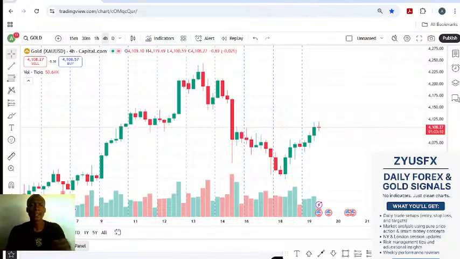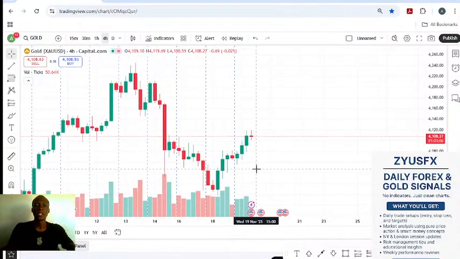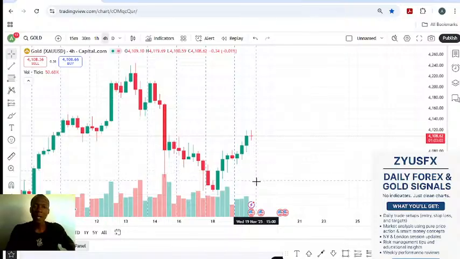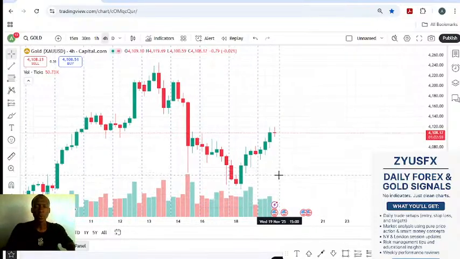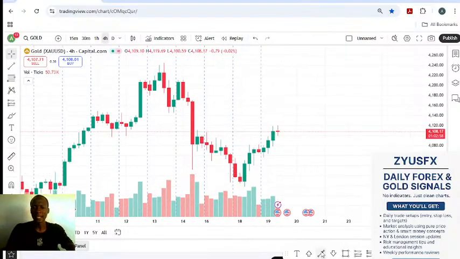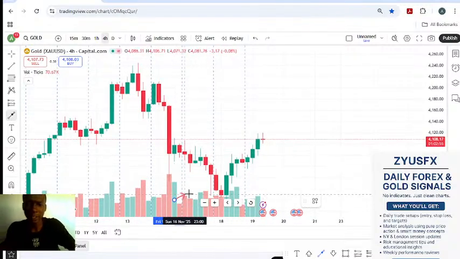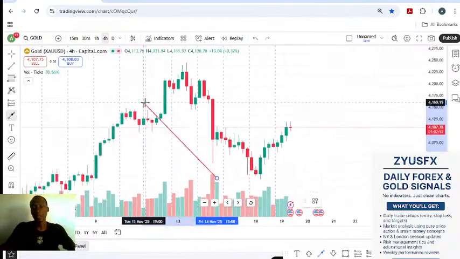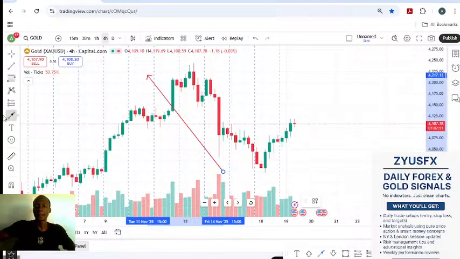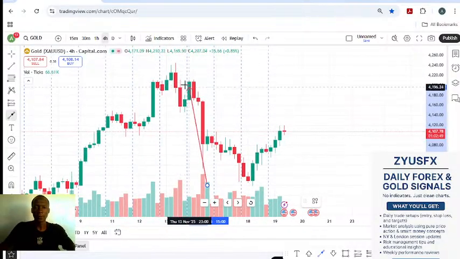Remember, we always start our analysis from the higher time frame, which on this occasion is the 4-hour time frame. So we're on the 4-hour time frame on gold, and what do we identify? We identify that the price was bearish.